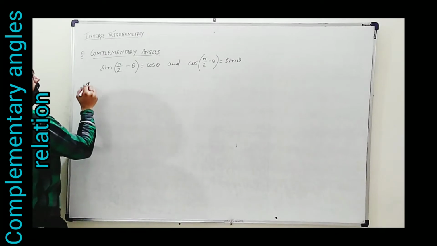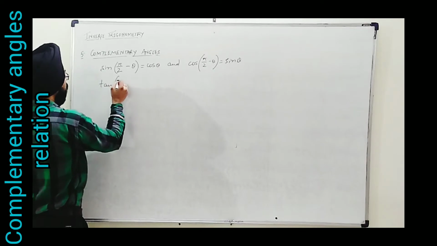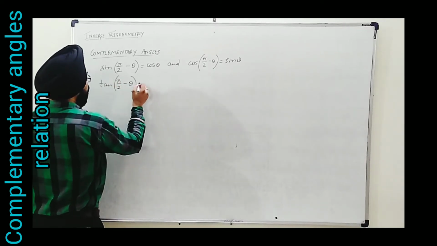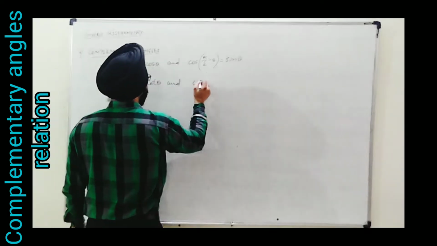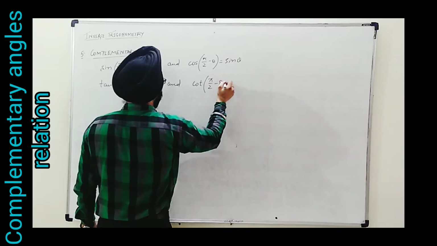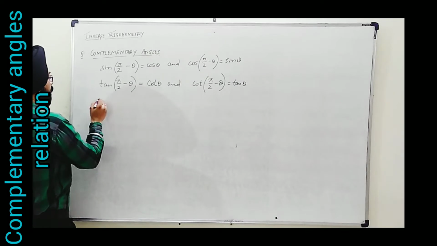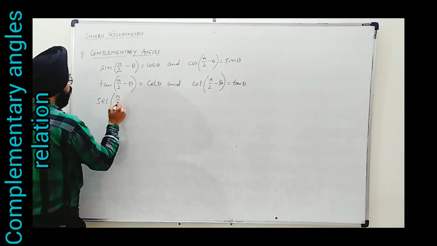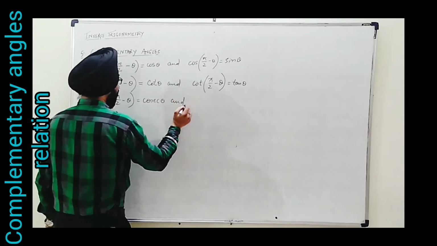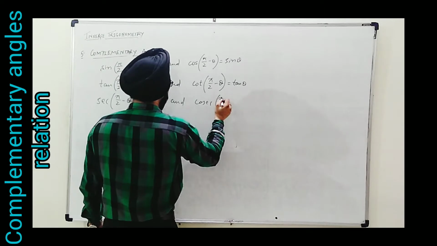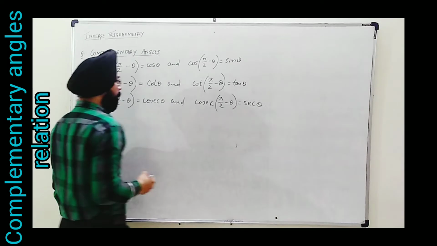Similarly, we are having other pairs. This is the pair of sin and cos. Next is tan and cot. Tan(pi by 2 minus theta) is cot theta, and cot(pi by 2 minus theta) is tan theta. Similarly, we have sec(pi by 2 minus theta) as cosec theta, and cosec(pi by 2 minus theta) is sec theta.